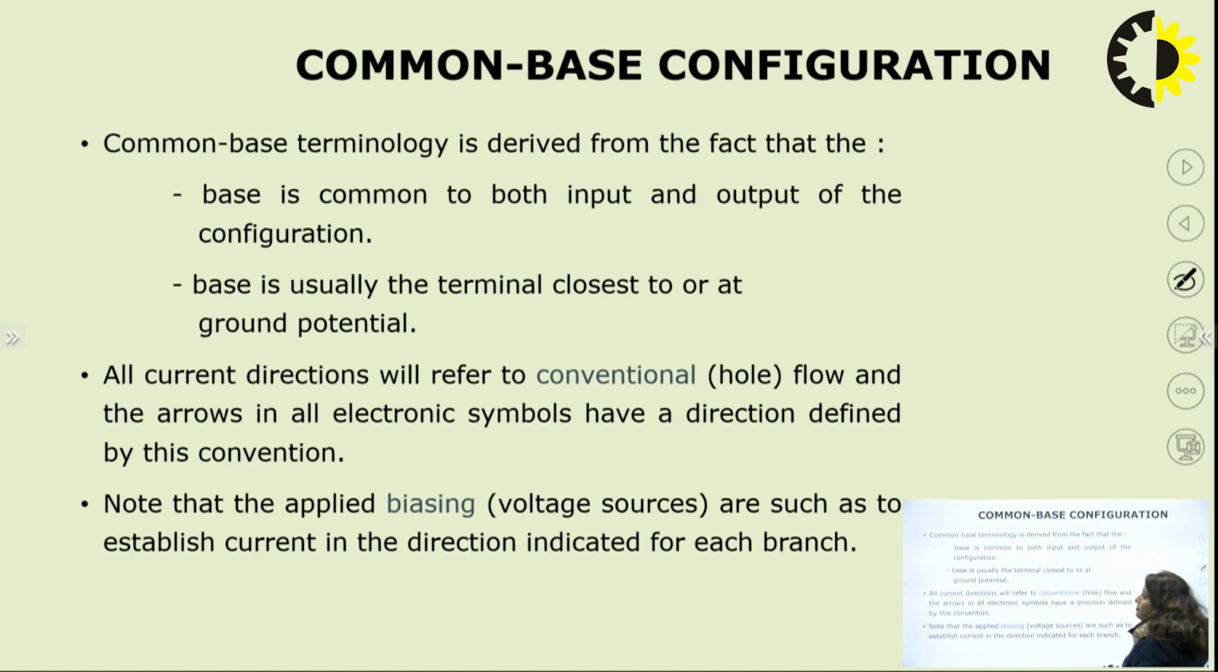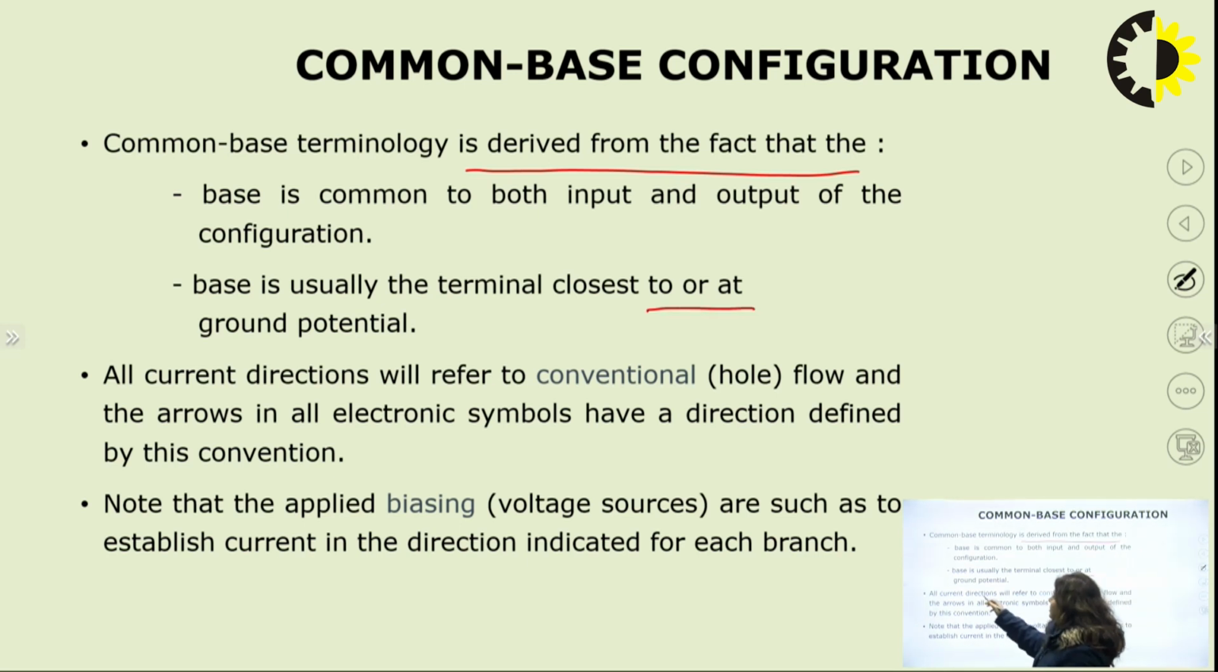Next we have different configurations of the BJT. We have three types of configuration basically, because we are providing a PNP or NPN transistor. We can have a common base configuration, a common emitter configuration, or a common collector configuration. The first is the common base configuration. The common base terminology is derived from the fact that the base is common to both input and output of the configuration. Here we ground the base, and it is common to both the emitter and the collector. The base is usually the terminal closest to or at ground potential. As I have said, the base has to be grounded.